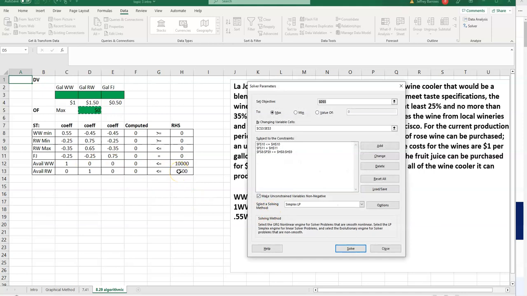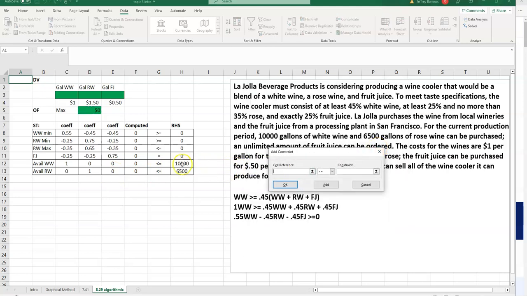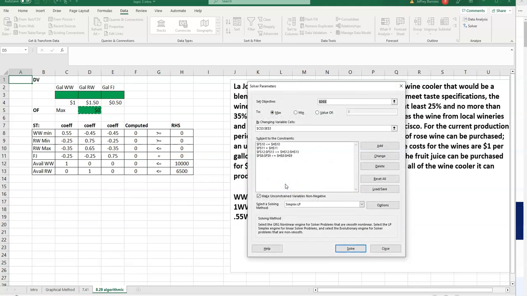Then we've got two constraints here, these maximum amounts of the white and rosé, and I think we can add those at one time. So let's add these values; the computed values must be less than or equal to the right-hand side. Now, here's a quick trick. Notice in this LP model, I don't show the non-negativity constraints. I just wanted to show here that you can also invoke this non-negativity constraint by clicking the checkbox here, and that will make sure that the decision variables, in fact all three, are greater than or equal to 0.